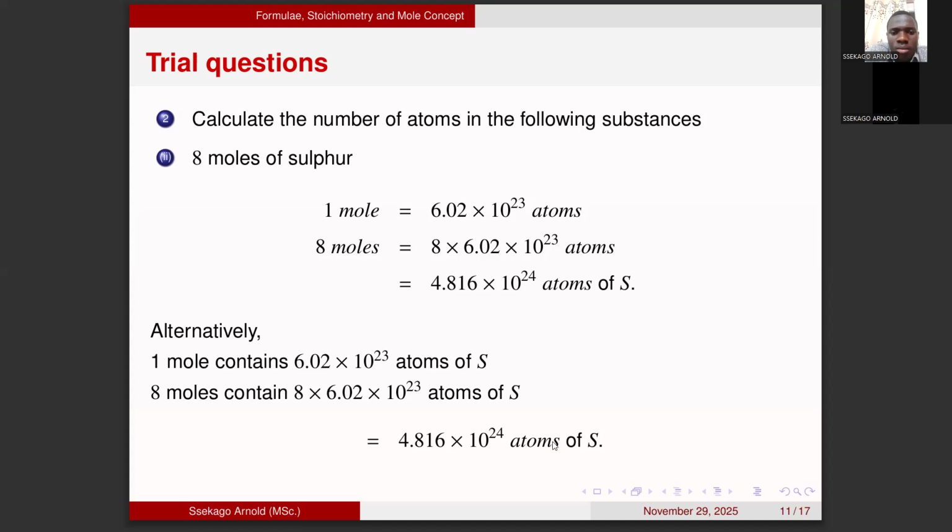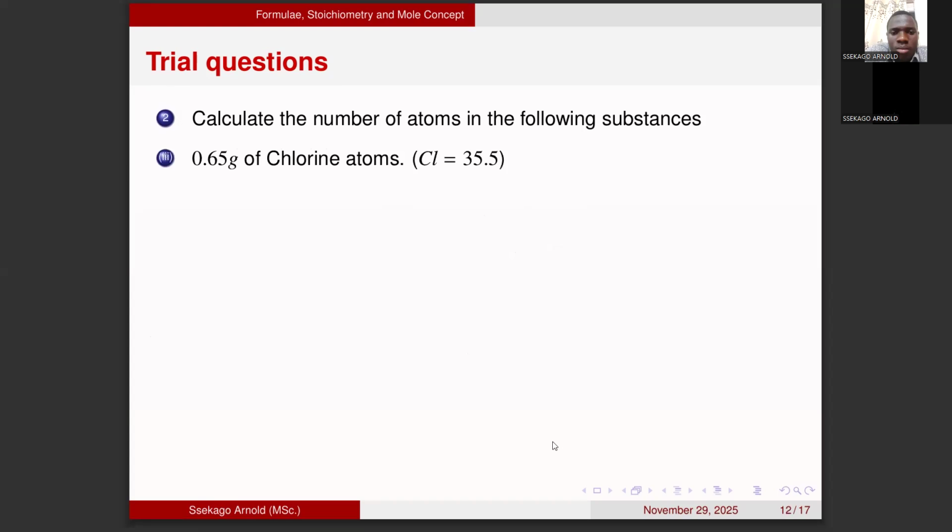Then for Roman 3, what do we have? Roman 3 now, the thing changes a bit. The question says calculate the number of atoms. So we want to calculate the number of atoms given 0.65 grams of chlorine atoms.